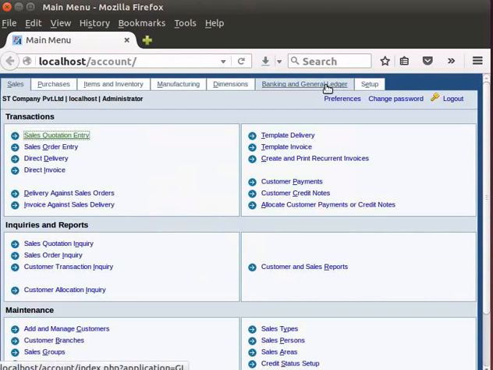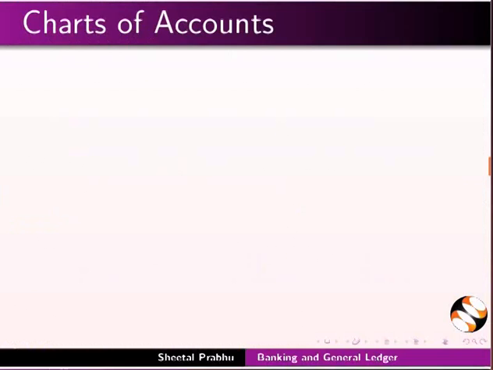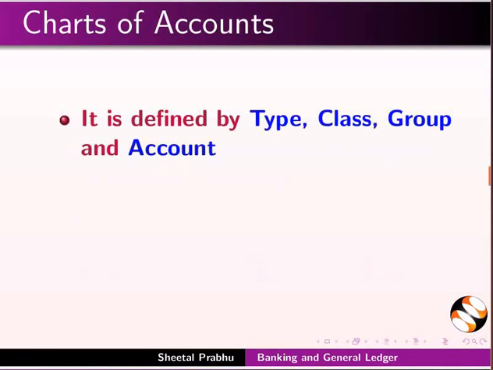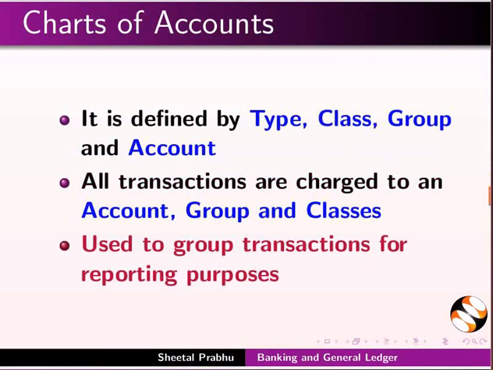Click on Banking and General Ledger tab. We can see various options under this tab such as Payments, Deposits, Journal Entry, etc. Before we start with any transaction, we need to set the charts of accounts. The charts of accounts within Front Accounting is defined by type, class, group and account. All transactions are charged to an account, group, classes. These are used to group transactions for reporting purposes.